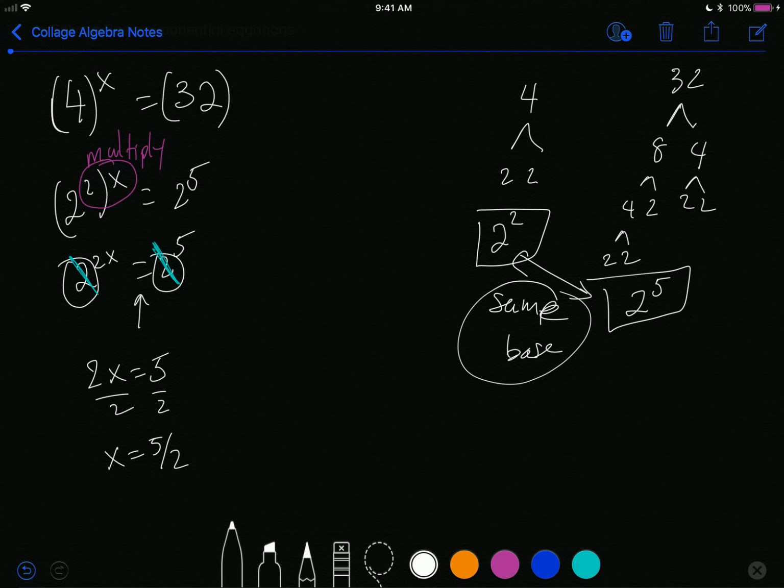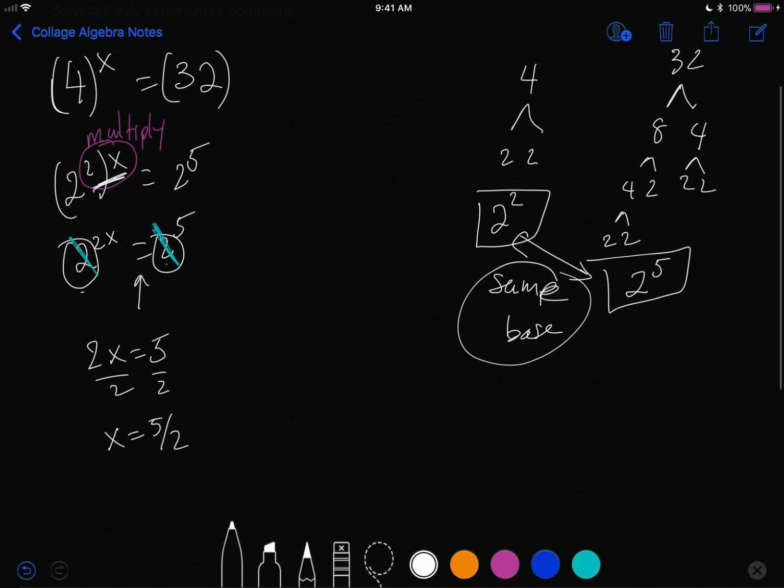Again, 2 key rules. You have to multiply when you have a power to a power. And when you have the same base on each side, you can eliminate them. You can break out, as they say, your ninja stars.